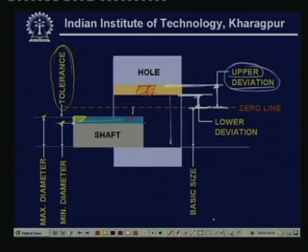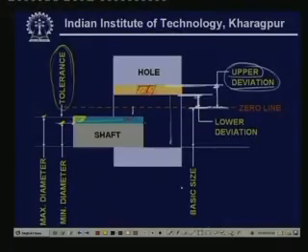That means upper deviation refers to the word always, which gives you the maximum dimension, and lower deviation, on the other hand, gives you the idea of the minimum dimension. So, this is the lower deviation and upper deviation as I have told you. Now, all these deviations referred to in this particular figure are always measured with respect to the 0 line or the basic size.